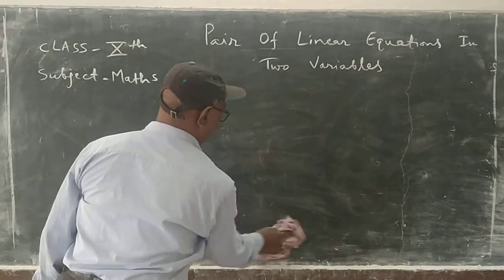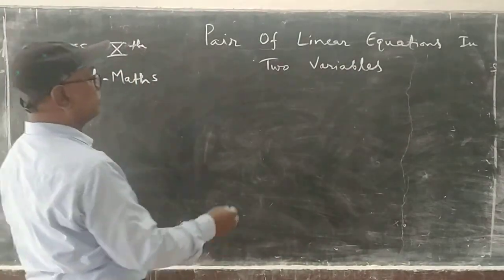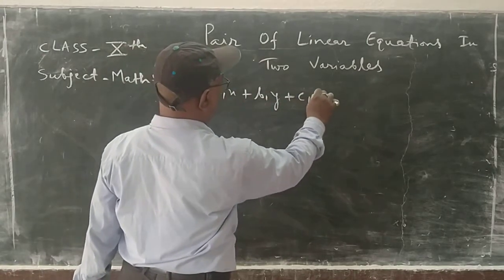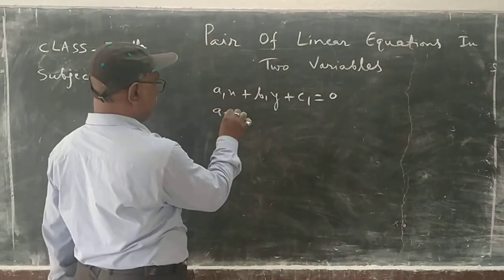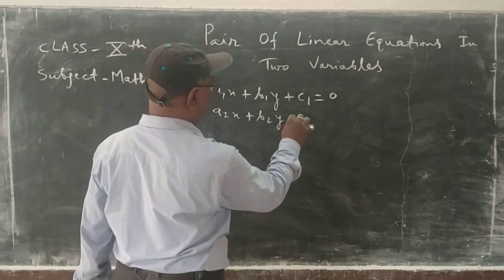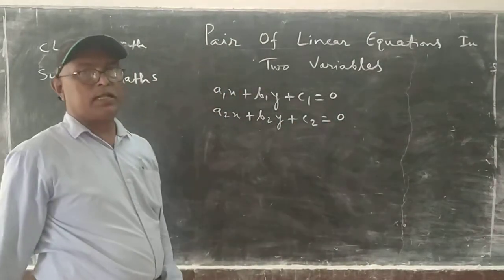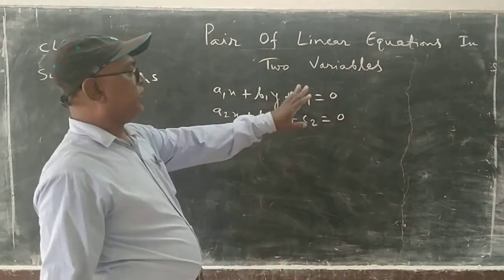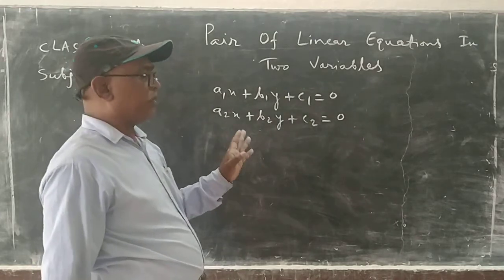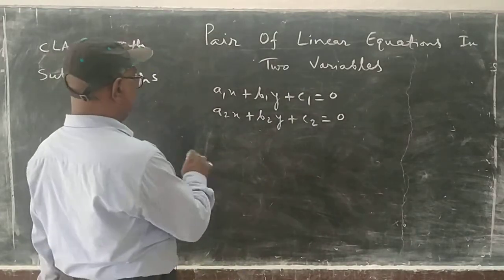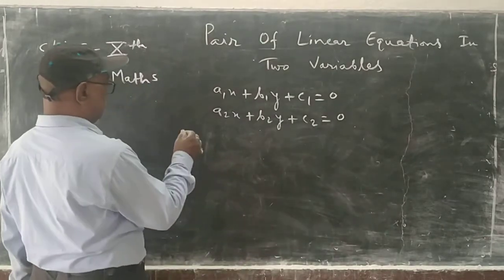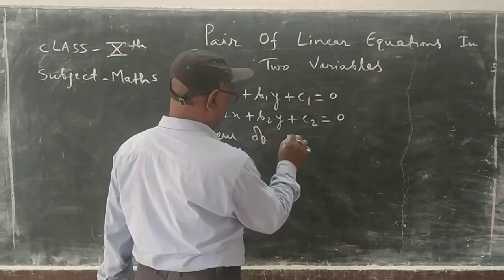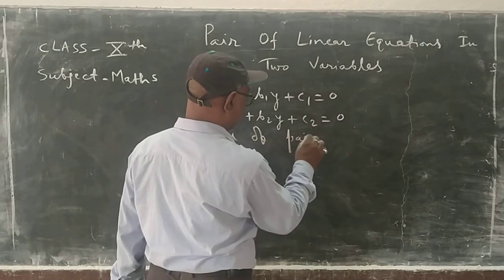Now, you take a pair of linear equations, a1 x plus b1 y plus c1 equal to 0, and a2 x plus b2 y plus c2 equal to 0. Suppose there are two linear equations in two variables, a1 x plus b1 y plus c1 equals 0, and a2 x plus b2 y plus c2 equals 0. Now, there are two types of systems of pair of linear equations.